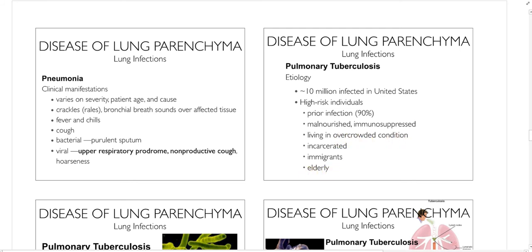And then the elderly may also be living potentially in more overcrowded conditions, such as in assisted living homes, and are also at high risk because they are not going to be as well nourished, and they may also be more immunosuppressed.